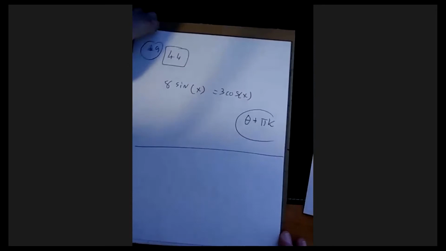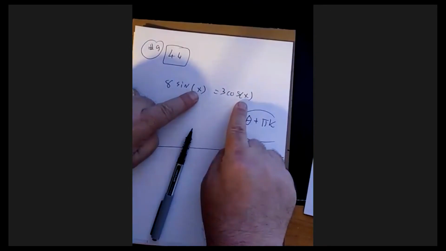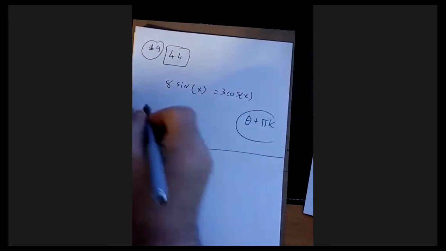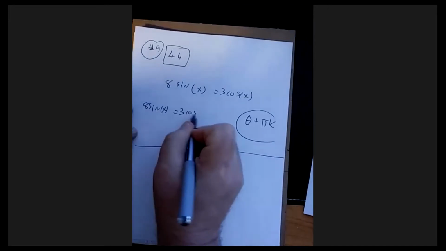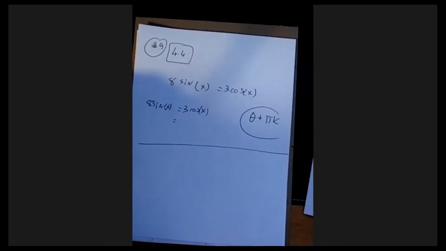I'll show you this question. This theta plus pi k is a bit unfortunate because the variable's called x, so it really should be called x plus pi k, but that's me just nitpicking. If I want to solve 8 sine x equals 3 cosine x, I'm going to solve it by rewriting it in a format that makes more sense to me. Do you know the rule I call, as long as you do it to both sides, it's okay? That's how you solve equations, right? You add 2 to both sides or divide both sides by 4. That's what that rule's all about.